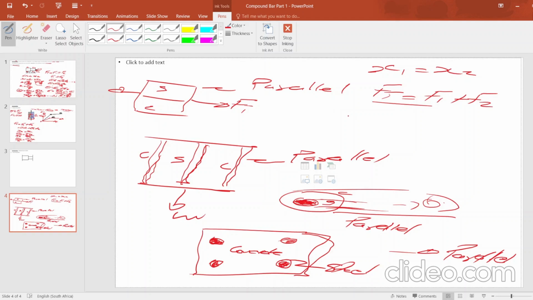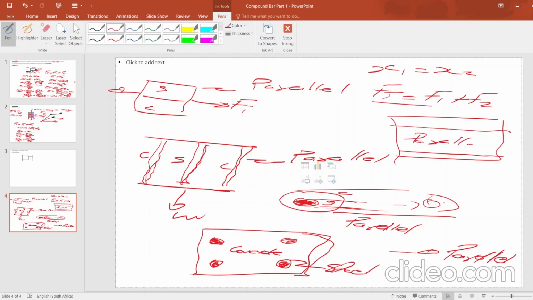It doesn't matter whether you are given straps. These are your straps. It is still the same principle, parallel as well.